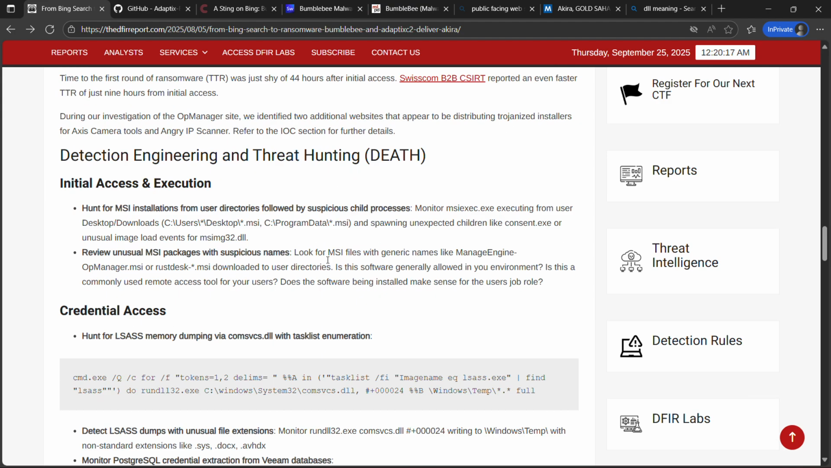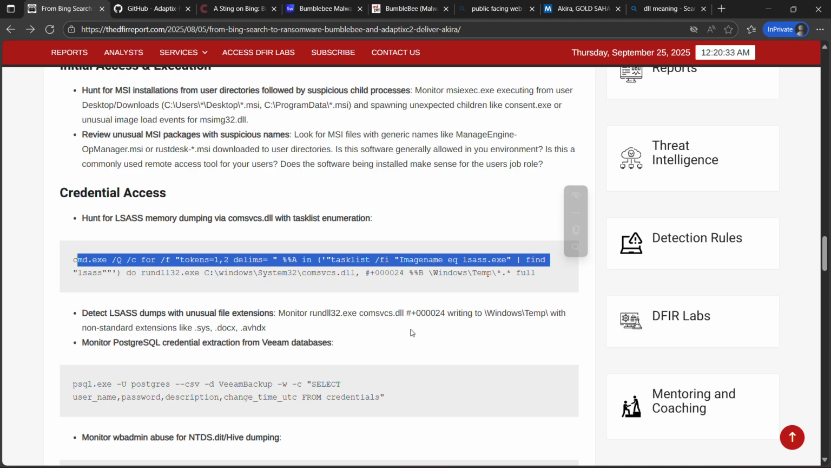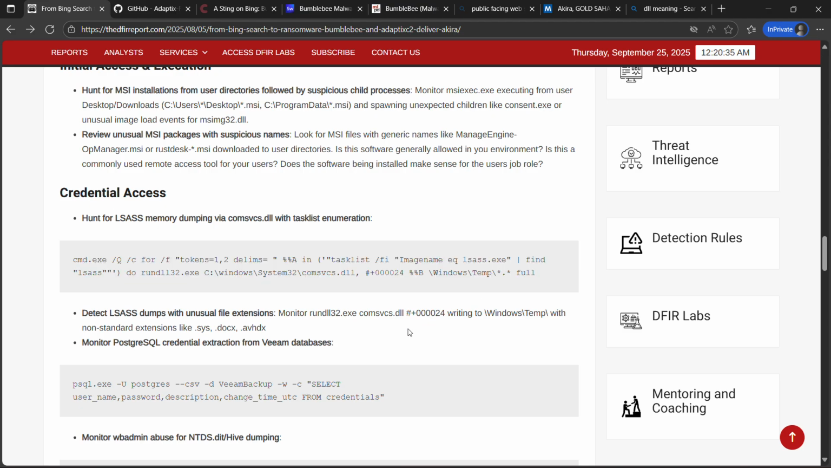Right? Credential access. Hunt for LSASS memory dumping via comsvcs.dll with tasklist enumeration. Oh man, I don't know what it is. What is going on here? I have no idea what's going on.